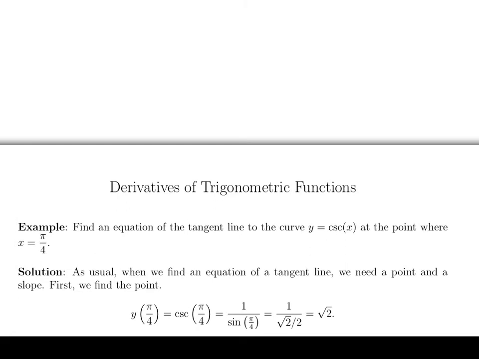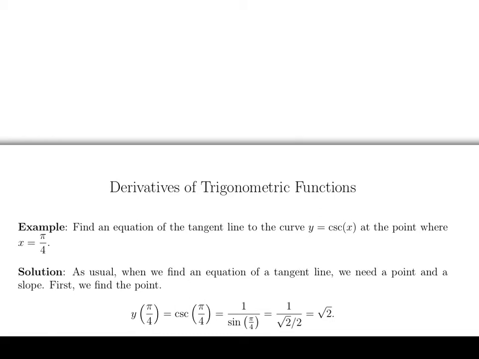So basically, we're going to plug pi over 4 into the cosecant function. So remember that cosecant is 1 over sine. Sine of pi over 4 is root 2 over 2. And if you simplify that, then you end up with square root of 2. So that's our y value.